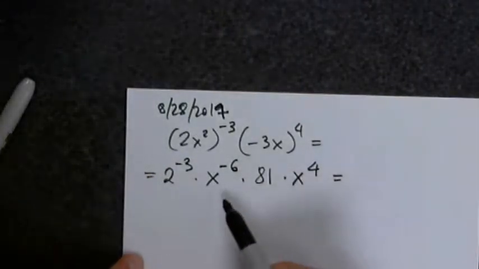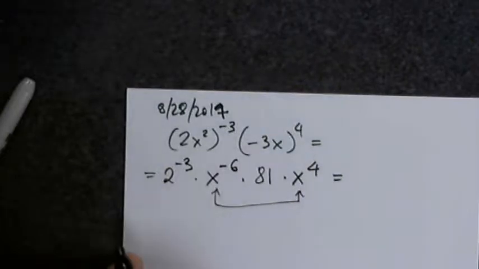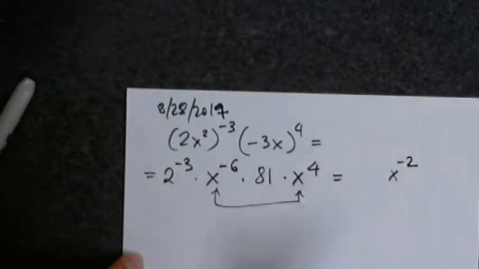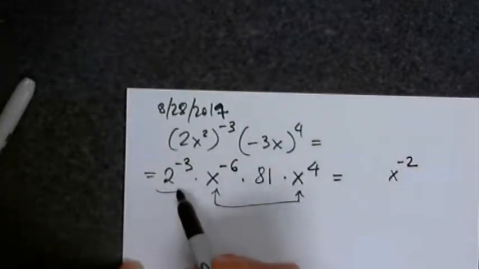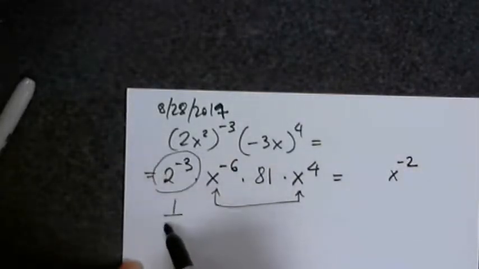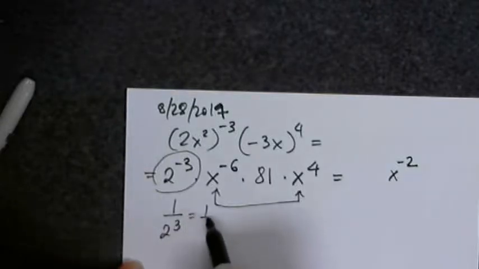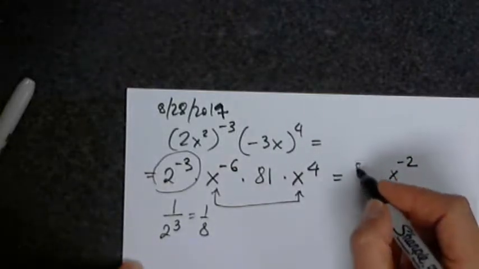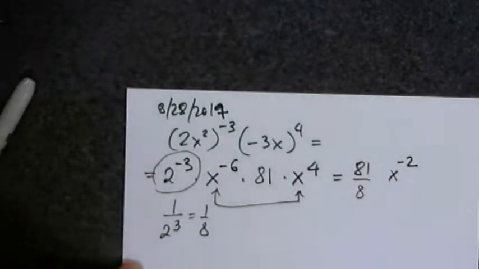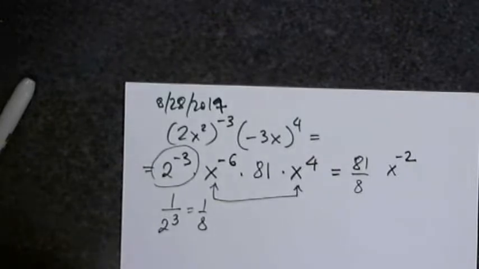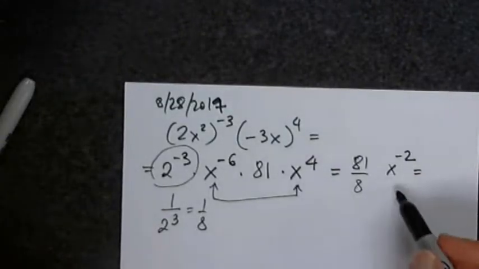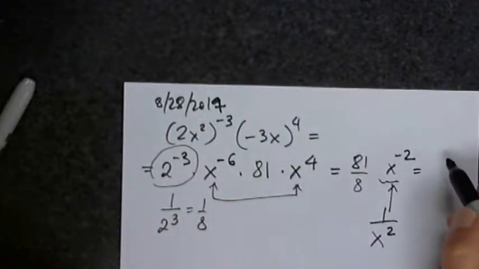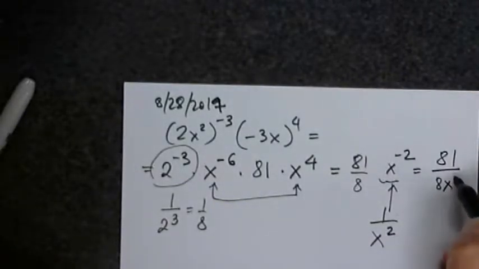Okay. Now, I will definitely multiply these two, copying the base and adding the exponents, but in this case I have x to the negative 2. And then 2 to the negative 3 changes into 1 divided by 2 cubed, which is 1 over 8. 1 over 8 times 81 over 1 is 81 over 8. I'm not allowed to leave negative exponents in the final answer. So then again, x to the negative 2 is nothing else but 1 over x squared. So therefore, the final answer is this.